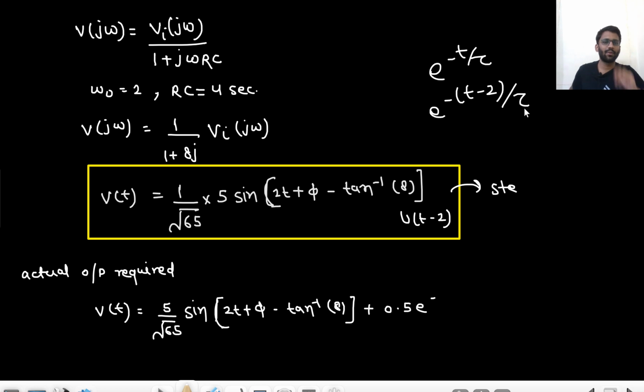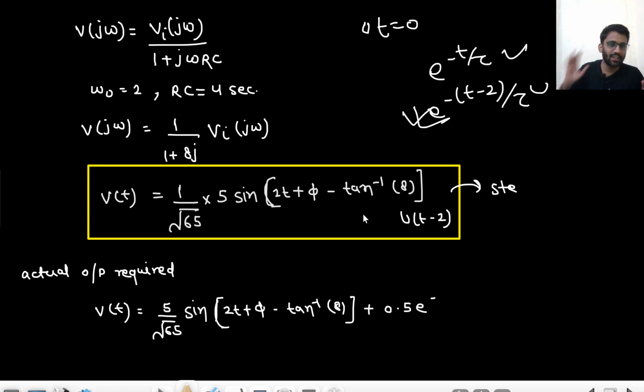Just pause the video and think about it, then only you will watch the video. What should I put? This or this? I should put this. Why? Because my transient will come after t equals to 2 seconds only. It's not that my transient is starting from t equals to 0. When I turn on the switch, at that time transient will come.